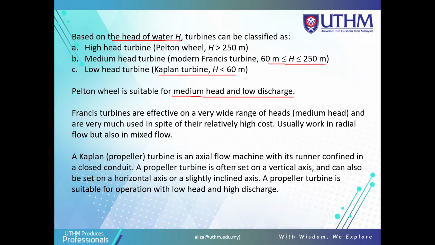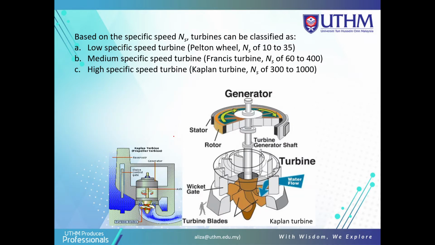Okay, you just study the theory. For chapter 6, the theory is more on pumps and turbines. Okay, so this is based on specific speed. Based on the specific speed, turbines can be classified as low specific speed turbine, the Pelton wheel, with NS between 10 to 35. Medium specific speed turbine when the NS is between 60 to 400. High speed is 300 to 1000. The speed here is NS.